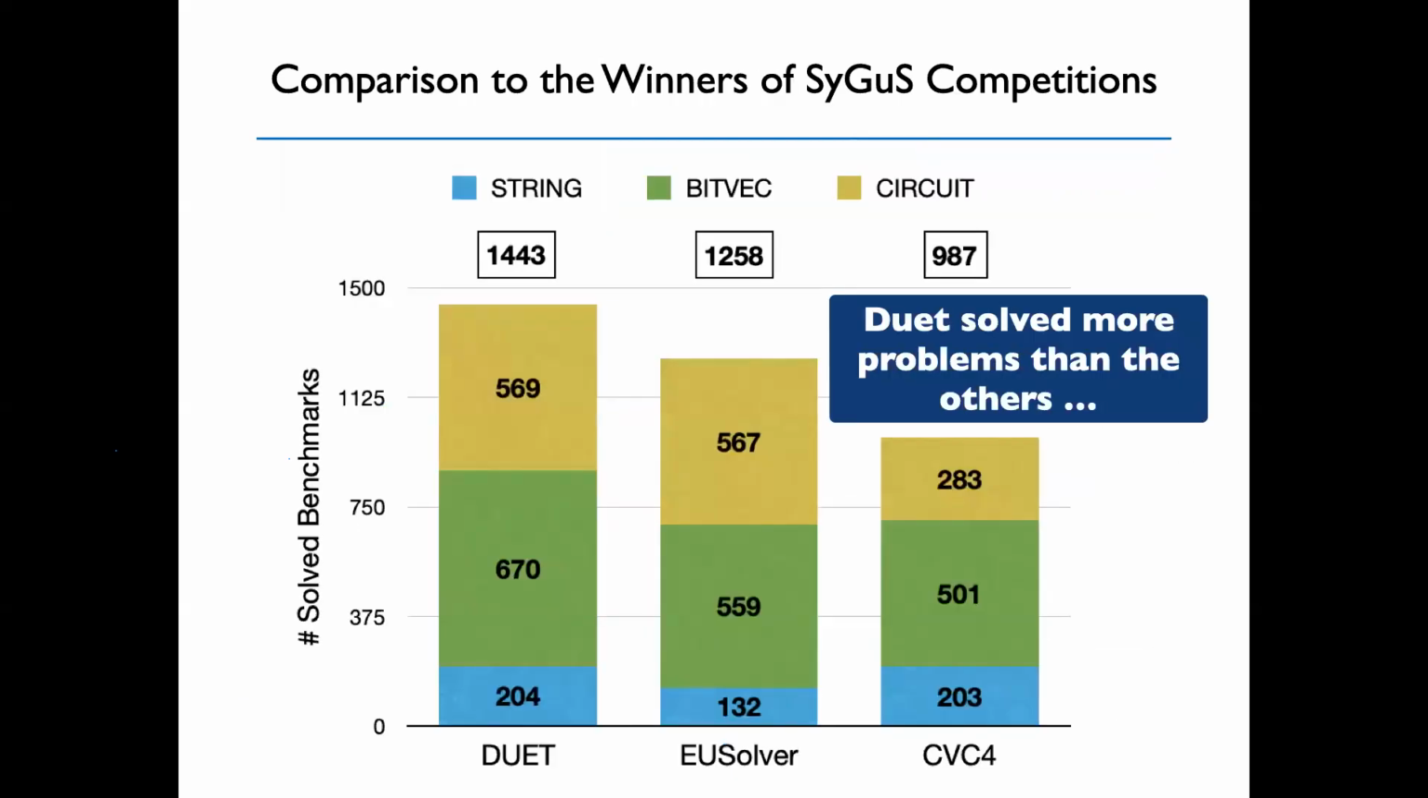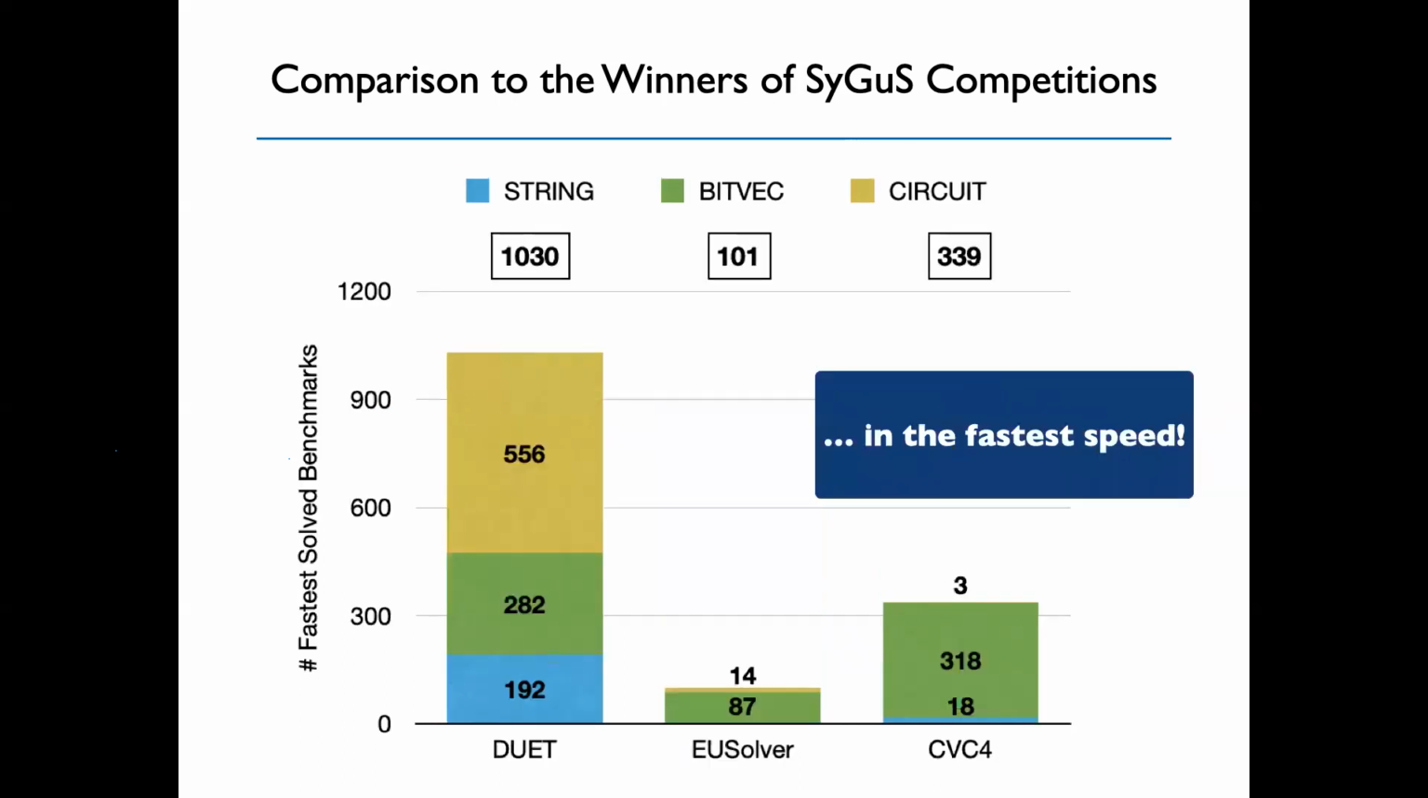We first compare Duet to EU Solver and SyGuS4. Duet solved more problems than the others by solving about 94% of all the problems, whereas EU Solver and SyGuS4 could solve only 82% and 64% respectively. Duet outperforms the others also in terms of synthesis time. Duet is the fastest solver in the vast majority of the solved problems.